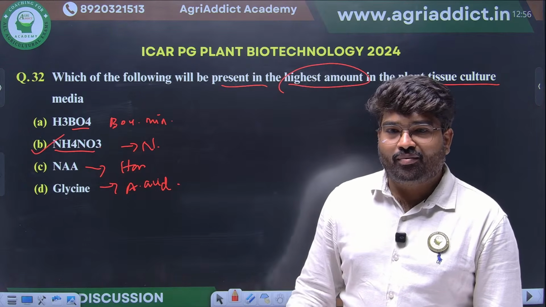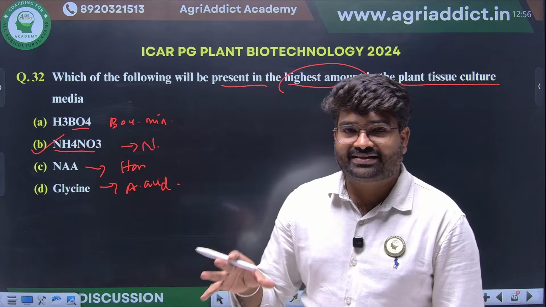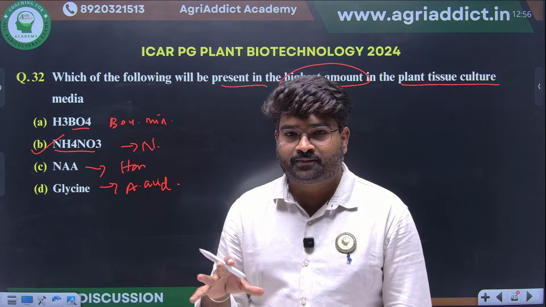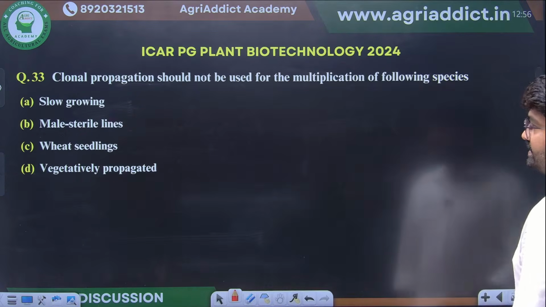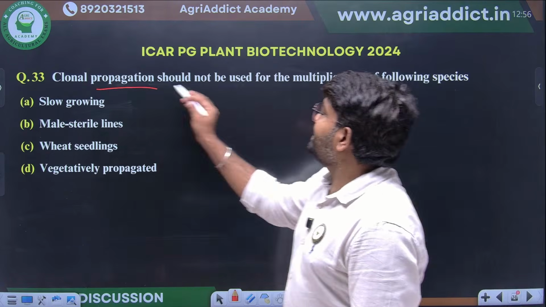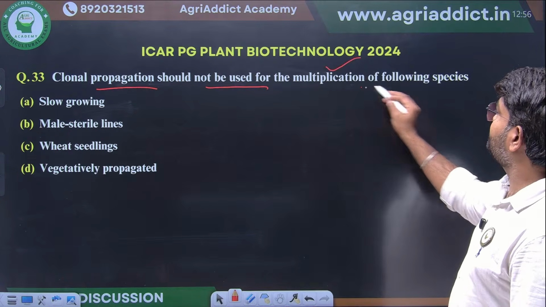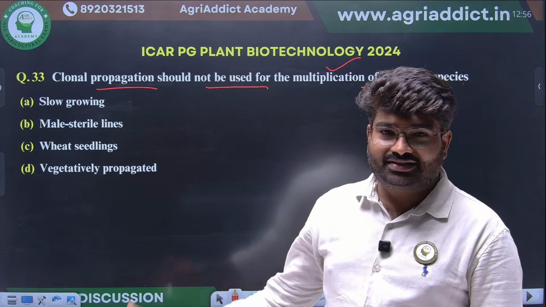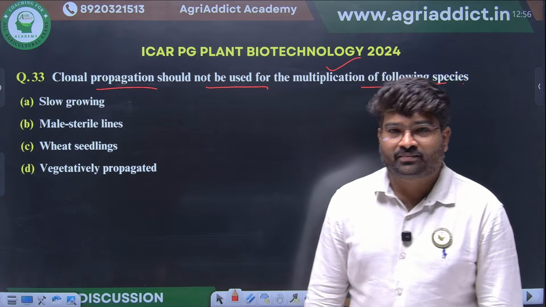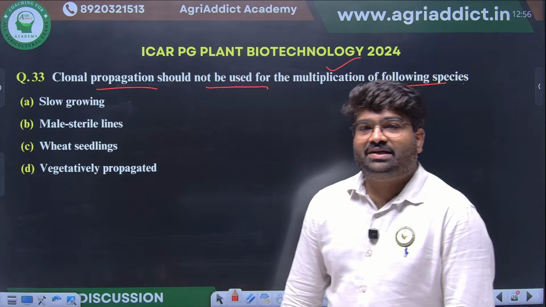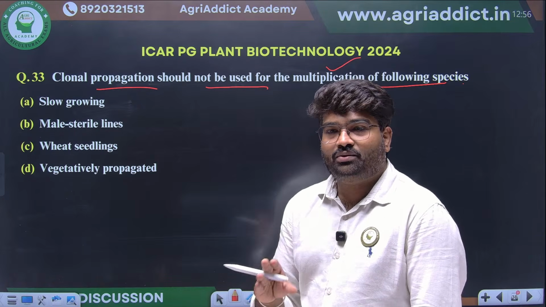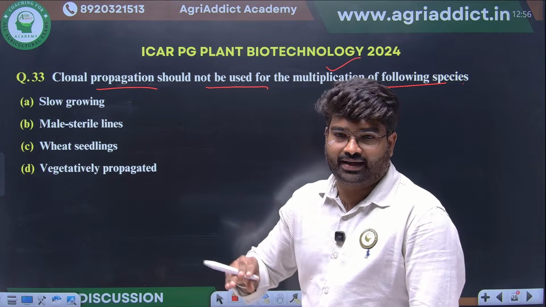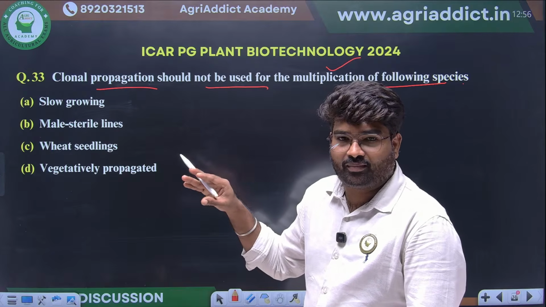Ammonium nitrate will be more because that will act as an exclusive nitrogen source. Okay. Yes. Next, clonal propagation should not be used for multiplication of which of the following species? Yes, this is another simple question from plant tissue culture. I already told in our lecture itself, in plant tissue culture they will ask questions that will be simple only. Okay. What will be the answer? Just apply your mind.